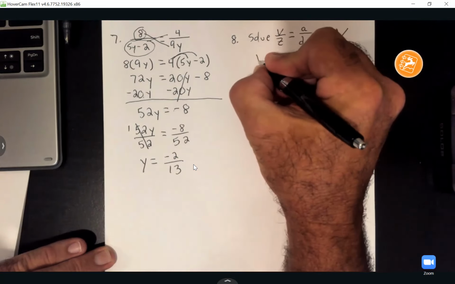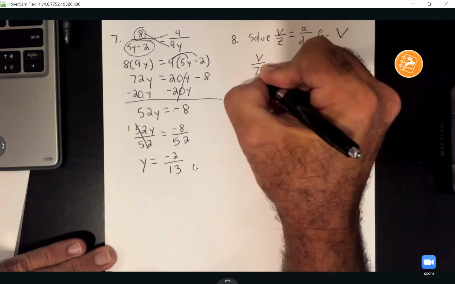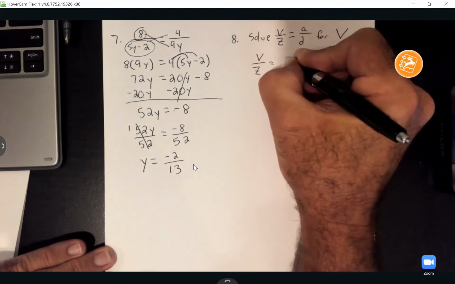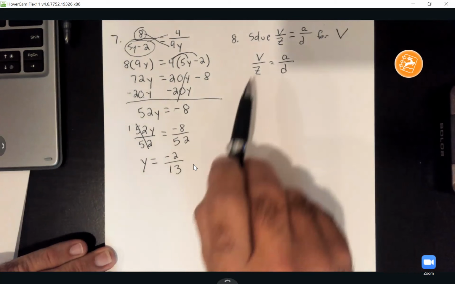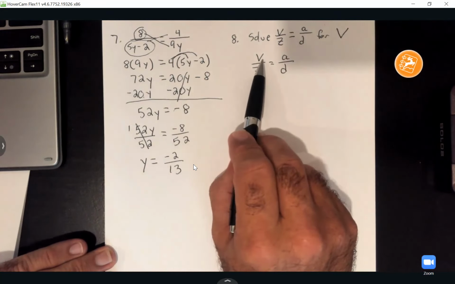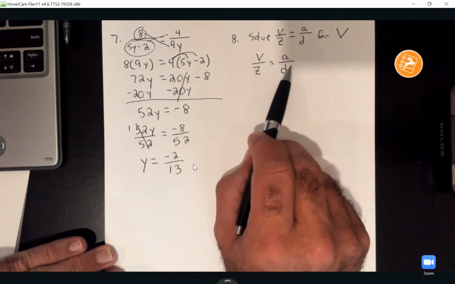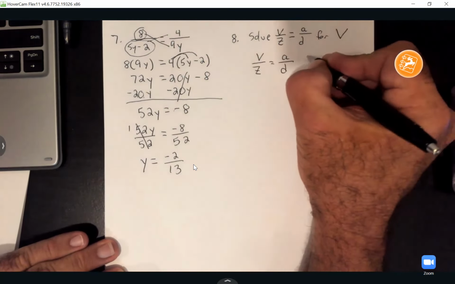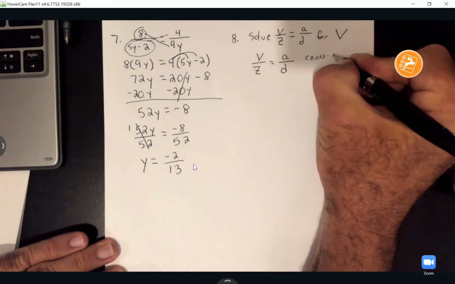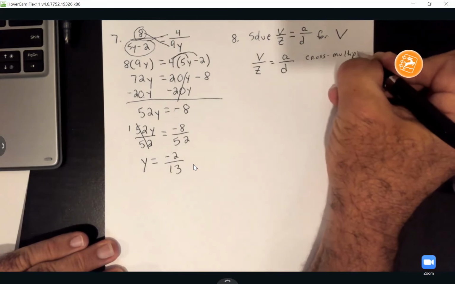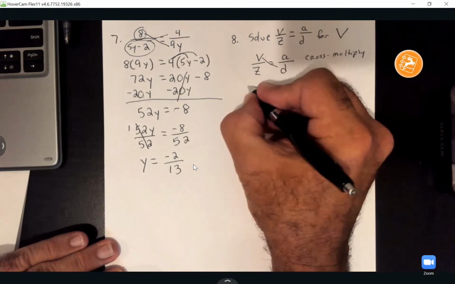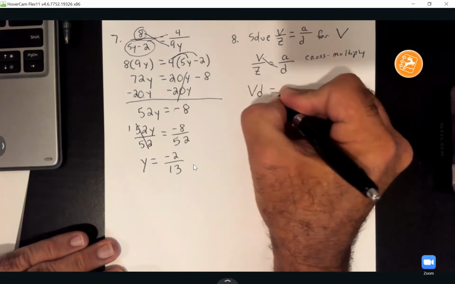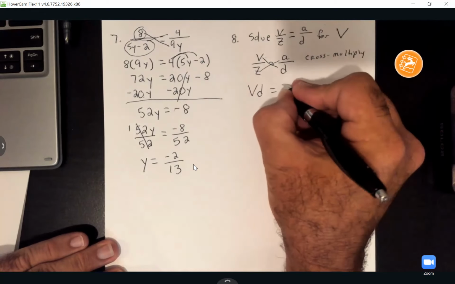So let me write my problem. Capital V over capital Z equals a small a over a small d. So I'm solving this for the V. But remember, I got a fraction equal to a fraction. So I'm going to cross multiply this. So I'll do the V times D on one side. That's going to equal this Z times that A.